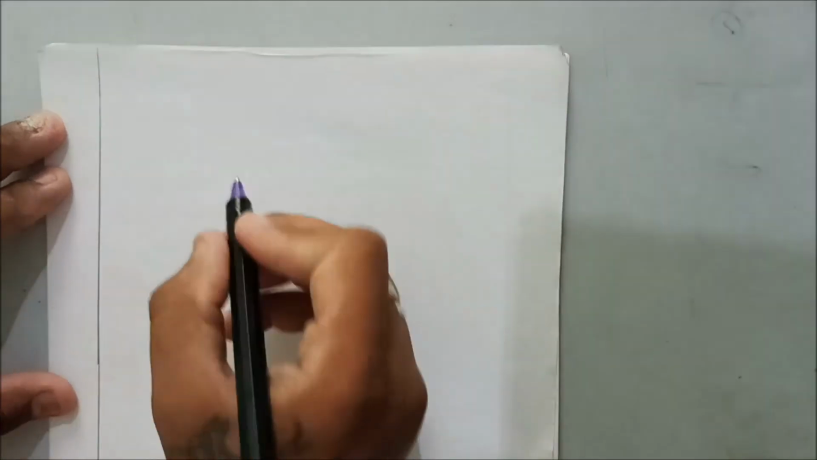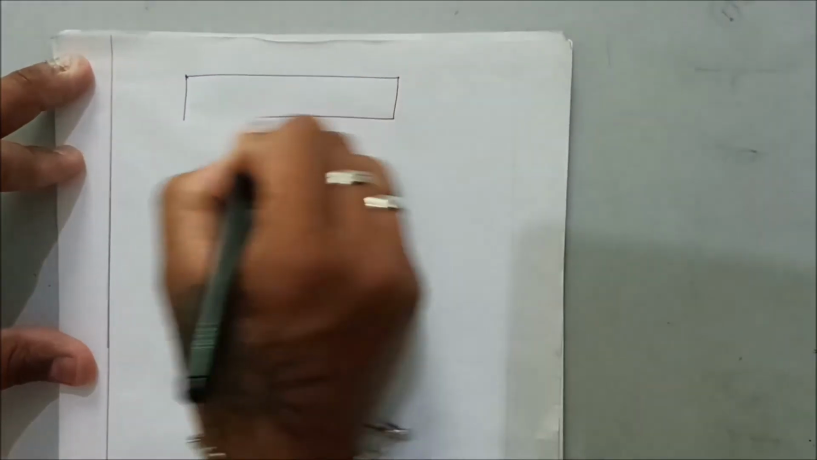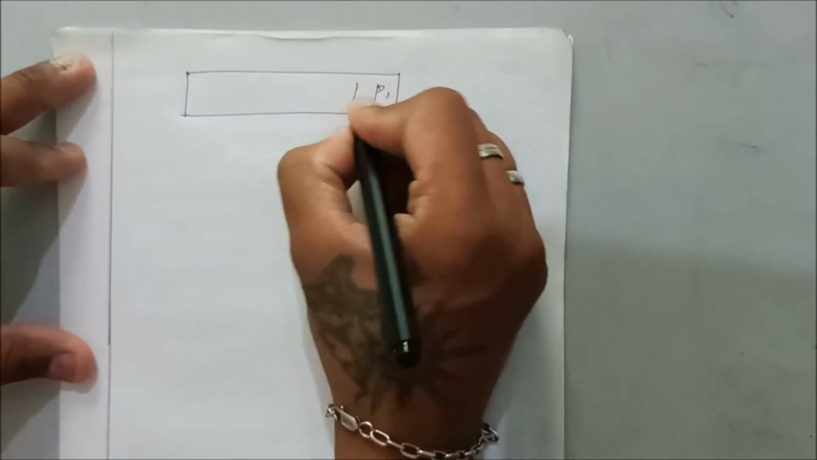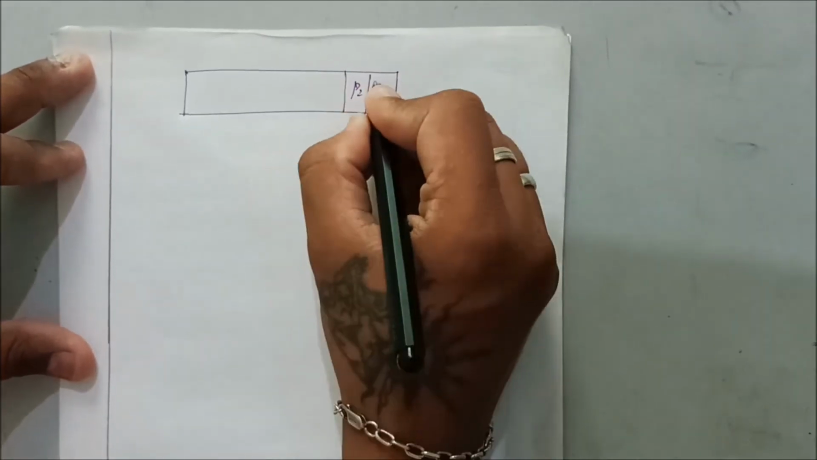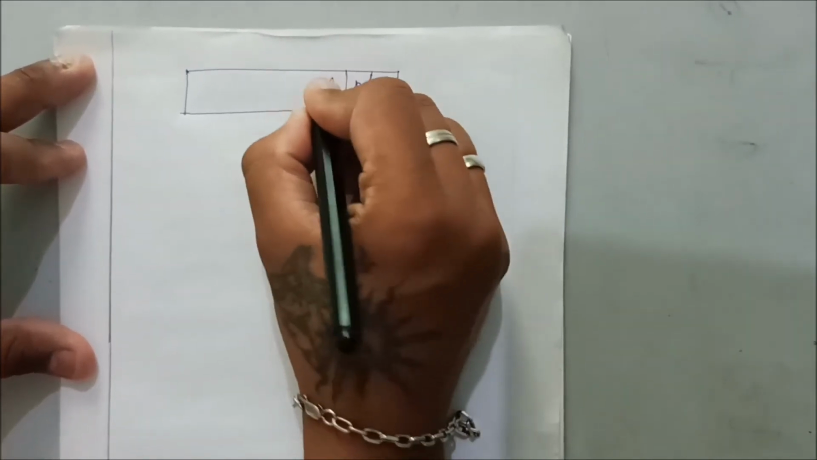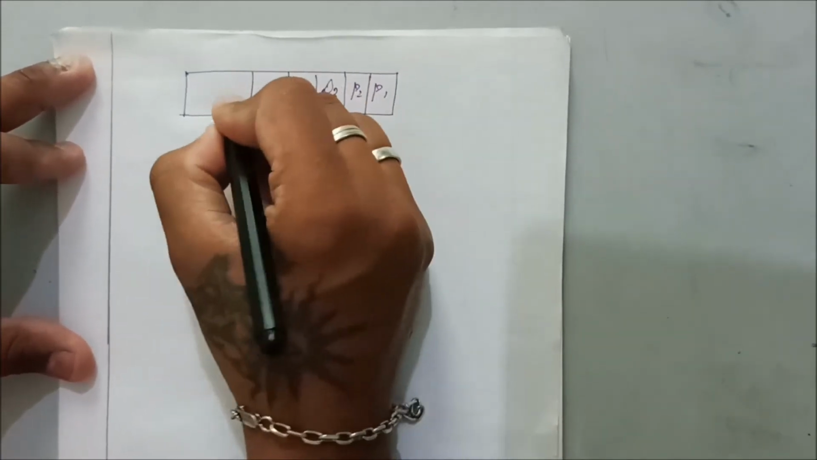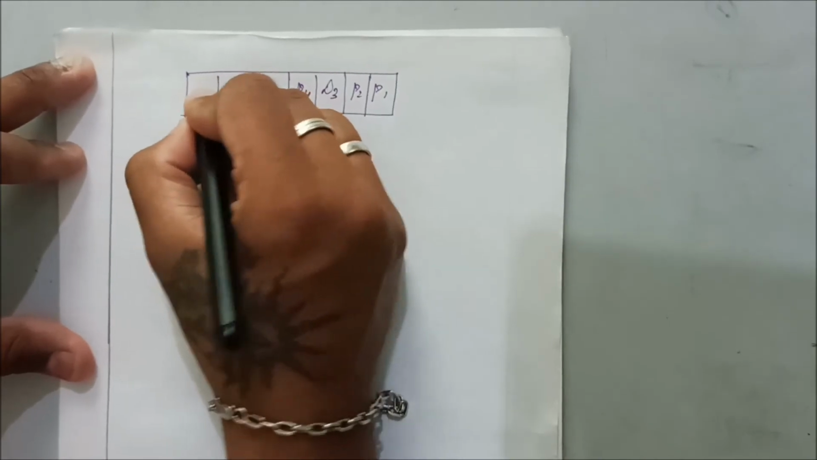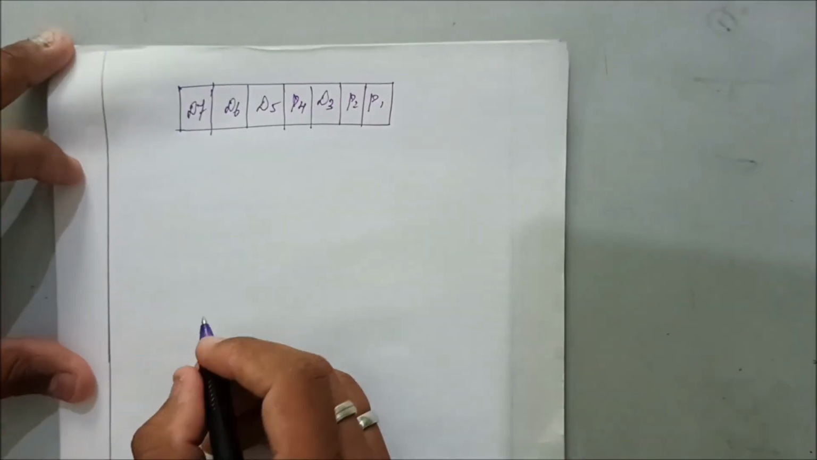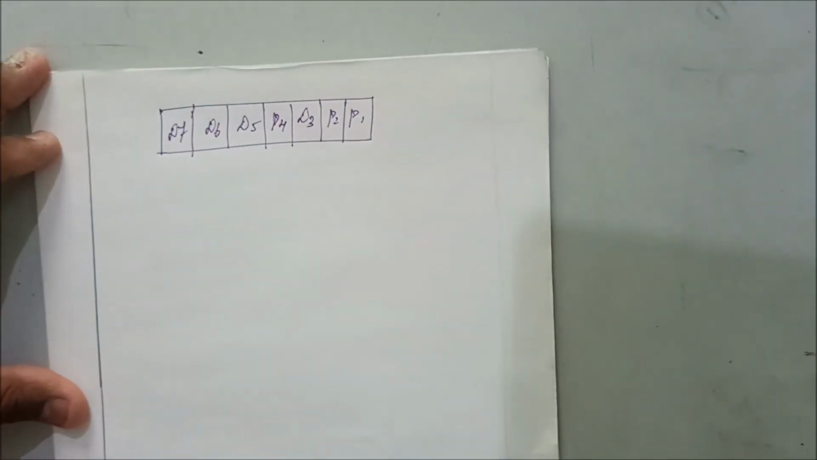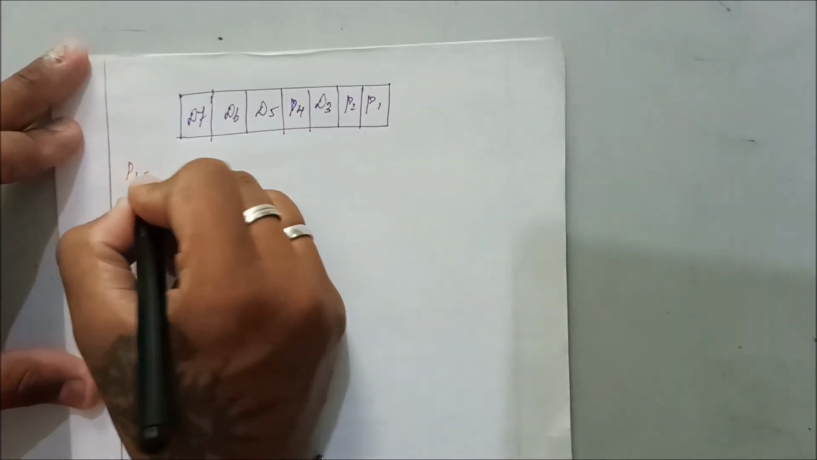Okay, so for that what we have to do is, first I am going to consider the bit values. So what is the bit value that we have already found? So that is p1, p2 and here it is d3 and here it is p4, here it is d5 and here it is d6 and here it is d7. Okay, so now I am going to find the value of p1. So how can we find the value of p1?